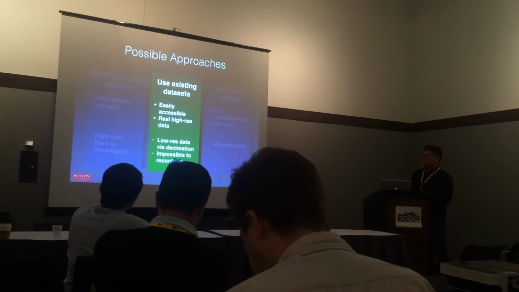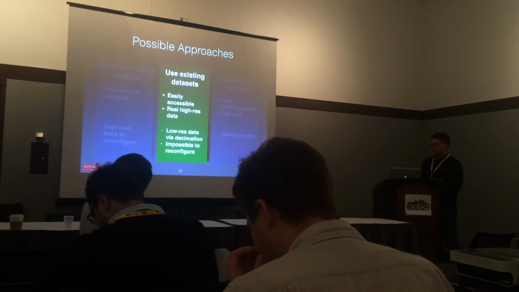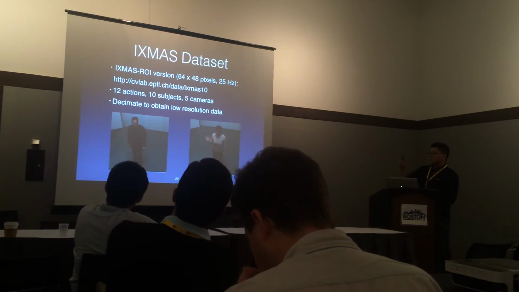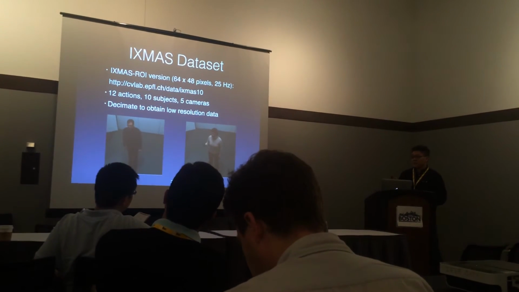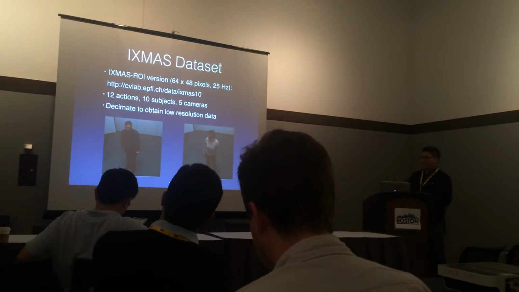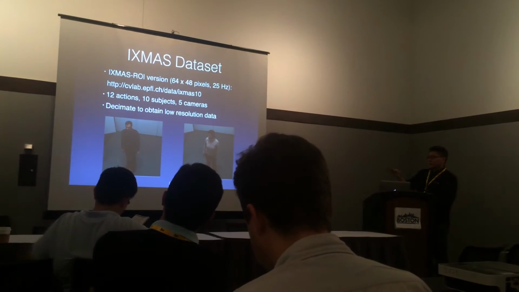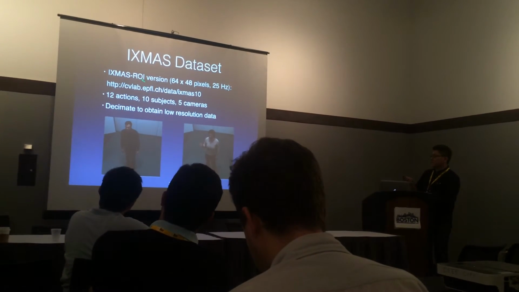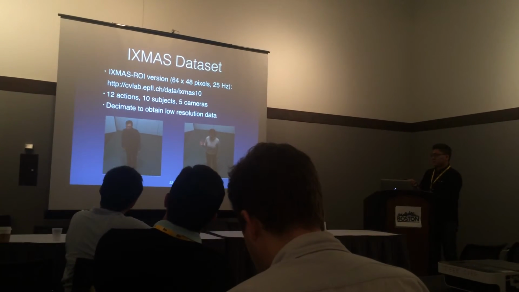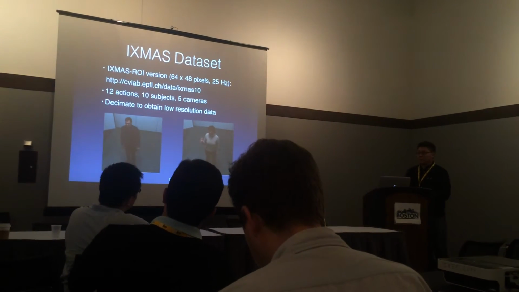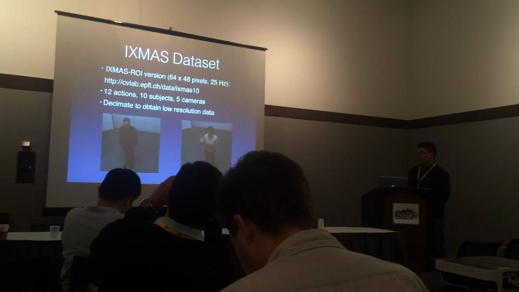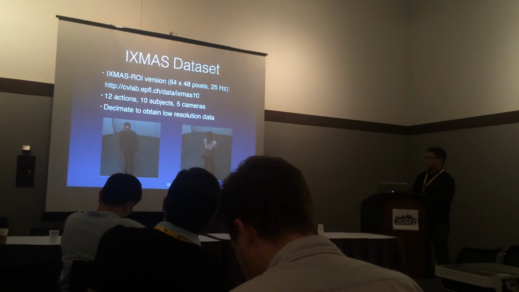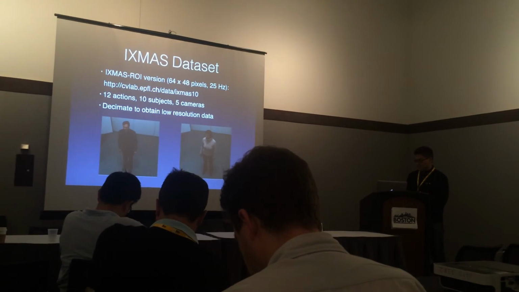Next, we progress to using an existing data set, which is the Xmas data set. The Xmas data set we use is an ROI version. This is basically a zoom-in version, focusing more on the subjects. The data set is similar to our data set in the sense of size. It contains 12 actions, 10 subjects recorded with 5 cameras. And it's different from our data set in the sense of the actions they choose and the camera viewpoint. And we decimate the high resolution data to get low resolution data.